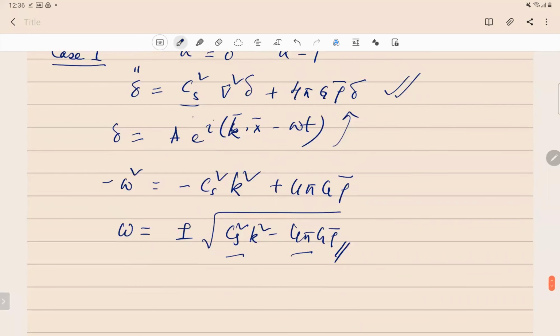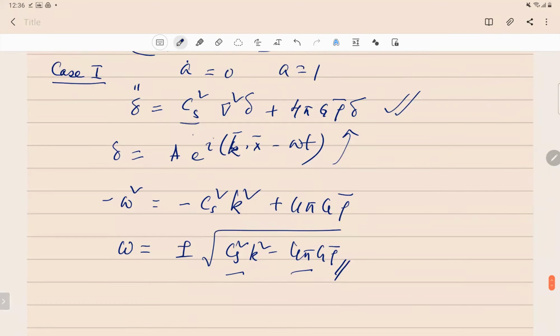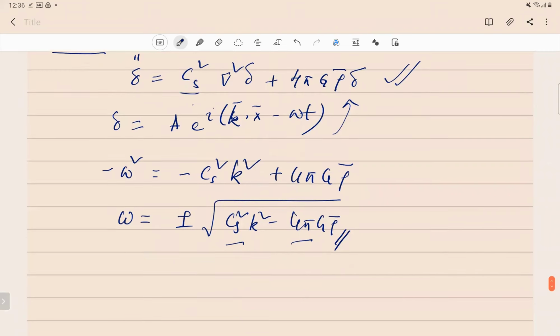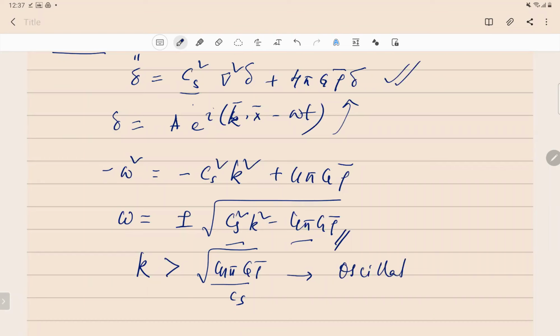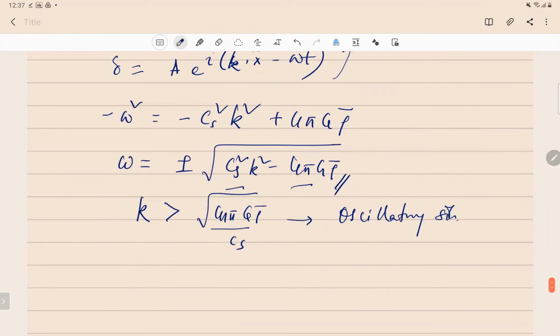So if we take the imaginary root, then omega becomes imaginary, but then the solution becomes non-oscillatory. So depending on that, you have two possibilities. When k is greater than square root of 4 pi G rho bar by cs, this implies an oscillatory solution. And if k is less than root 4 pi G rho by cs, you get non-oscillatory. So it's like some growing, could be decaying also, but not oscillatory.